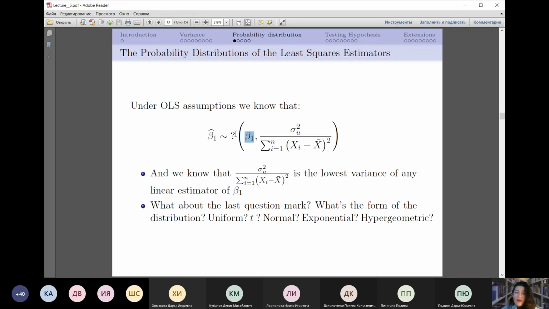We have different types of distribution: t-distribution, normal distribution, exponential, uniform, and other kinds of distribution. Of course, we talk about continuous distributions. Do you have any guess which one we obtain? What is the form of the distribution our coefficients have?